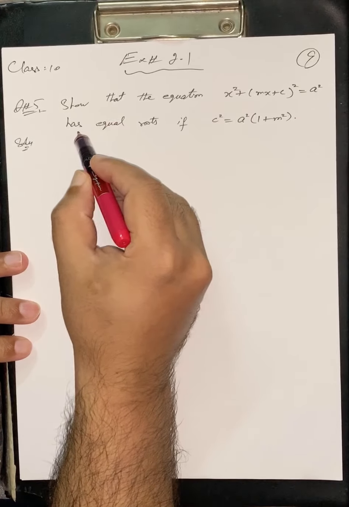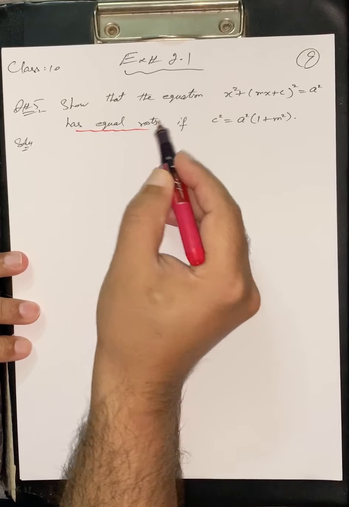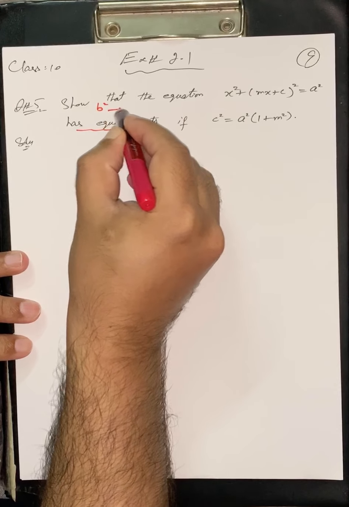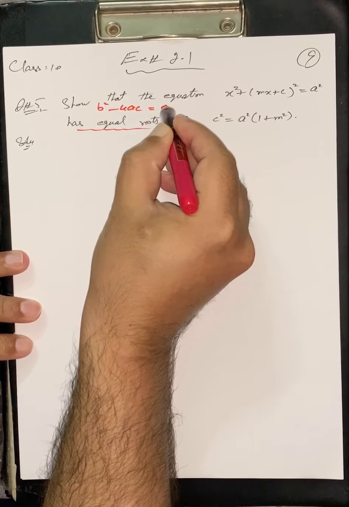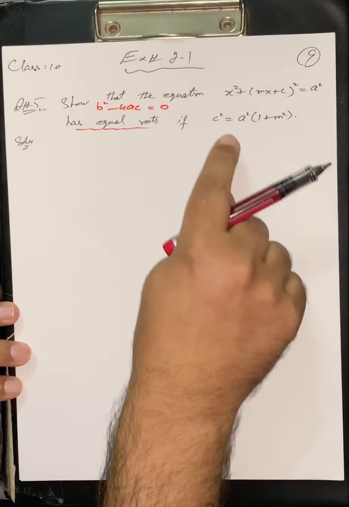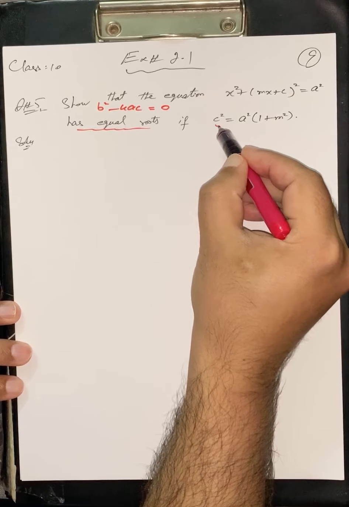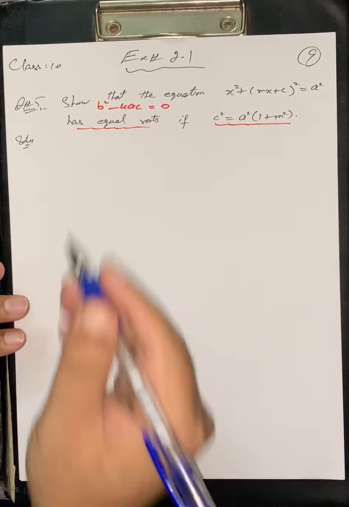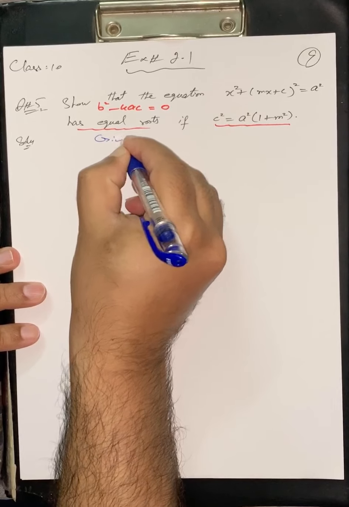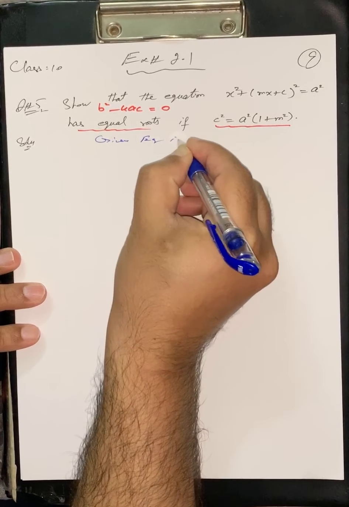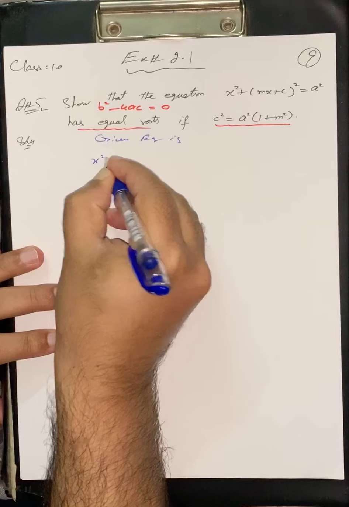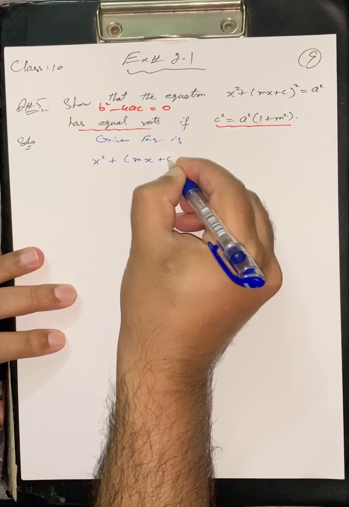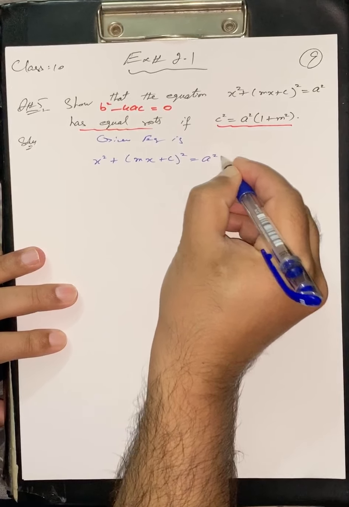He said that the roots are equal, and you know that when the roots are equal, the discriminant equals 0, that is b squared minus 4ac is equal to 0. So I want to calculate this answer. That is my answer. So here we go. The given equation is (x plus mx plus c) whole squared equals a squared.